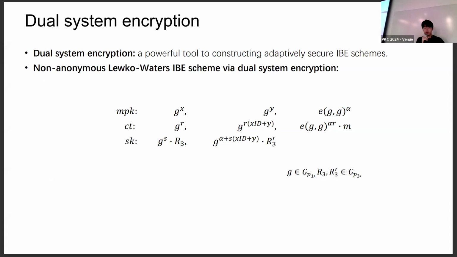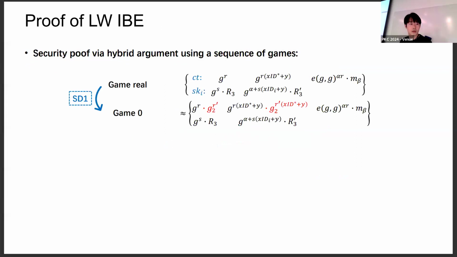Dual system encryption is a powerful tool for constructing adaptively secure IPE schemes. We build a proof of LW IPE, which is a classical scheme, using dual system encryption. Basically, the LW IPE scheme is the Boneh and Boyen IPE scheme over composite order groups. In the proof for the ciphertext, we copy the terms in group GP1 to group GP2 by the SD1 assumption. SD means subgroup decision.